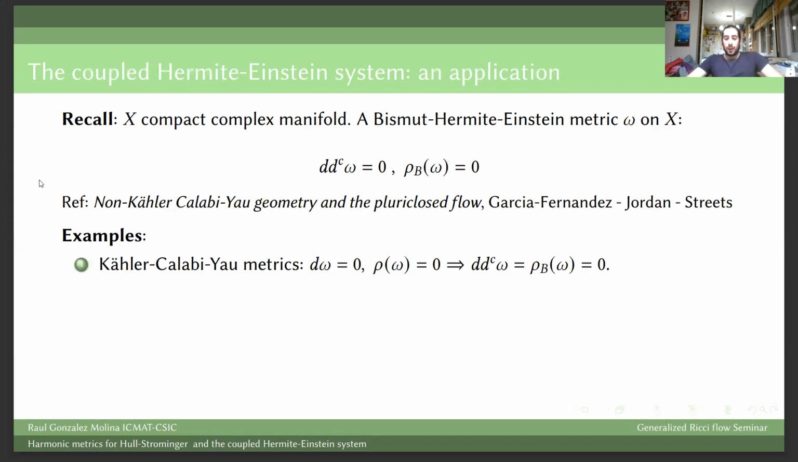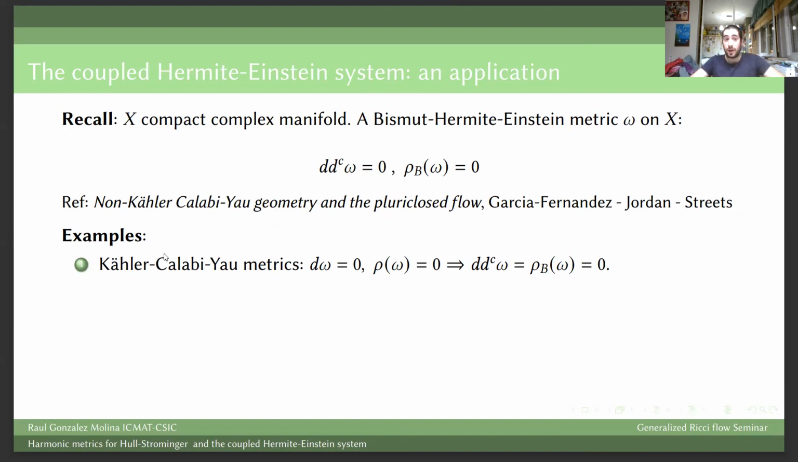And now, okay, I have a procedure of taking these metrics and producing a solution to the coupled Hermite-Einstein system. So what are the known solutions for these metrics? For the moment, there are not many, and they come in the following flavors.